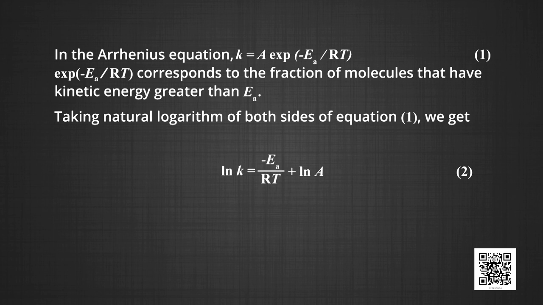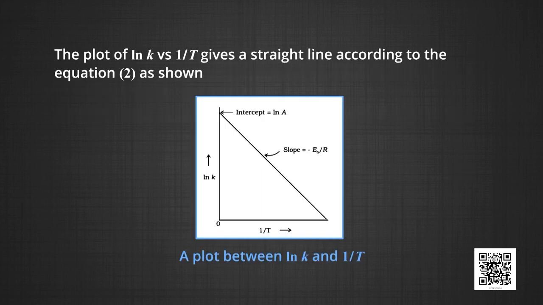Taking the natural logarithm of both sides of equation 1, we get ln k, it is a natural logarithm, k is equal to minus Ea by RT plus natural logarithm of A. The plot of ln k versus 1 by T gives a straight line according to equation 2. You can see in the figure. The figure shows you the plot between natural logarithm k and 1 by T.